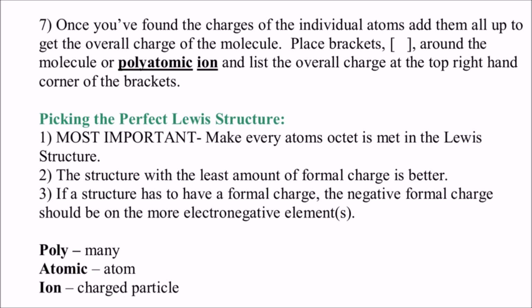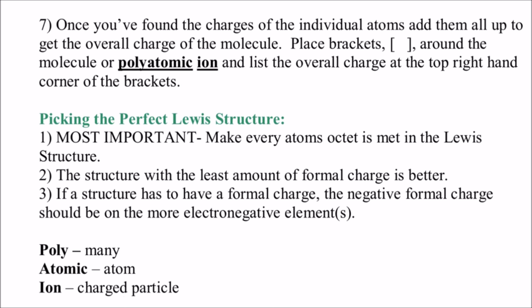There are 3 steps. They go in order of importance. So the first one is the most important. Every atom has to have their octet met. Okay? If you draw a structure where the octet rule is not obeyed, then you have not drawn the very best structure. Every element needs to obey the octet rule.